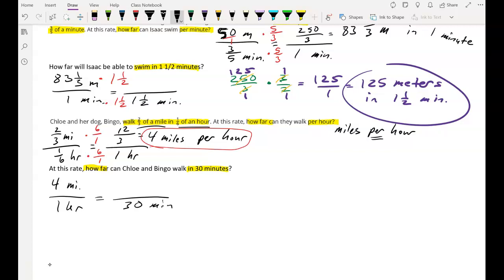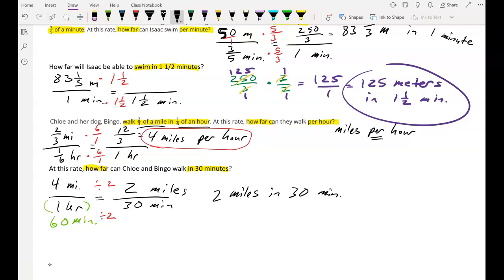Well, with this one, to go from 1 hour to 30 minutes, I have to remember that 1 hour is the same thing as 60 minutes. So, how do I get from 60 minutes to 30 minutes? Well, I'm going to divide by 2. 60 divided by 2 is 30. 4 divided by 2 is 2. 2 miles in 30 minutes.